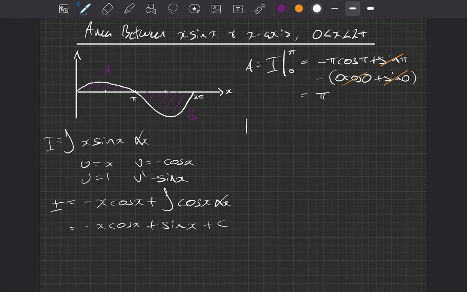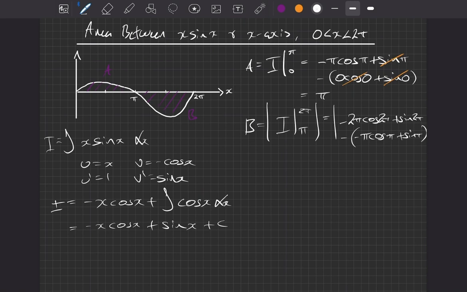And if we look at B then, well, the actual area of B, we don't just need to evaluate our integral from pi to 2 pi, but we need to take the modulus of that, ignoring any negative signs we get. So when we start shoving everything in there, we're going to have minus 2 pi of cos of 2 pi plus sine of 2 pi, take away minus pi cos pi plus sine of pi. And again, we need the modulus. I know I've not got enough space, but that's the modulus over there.